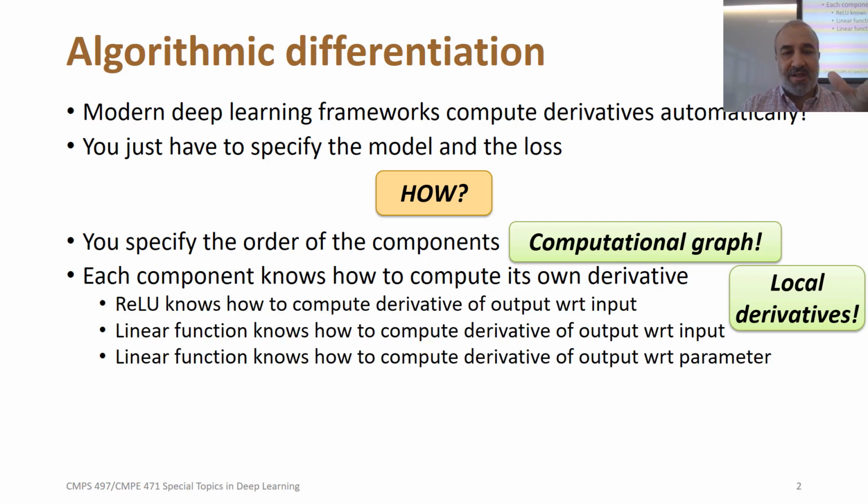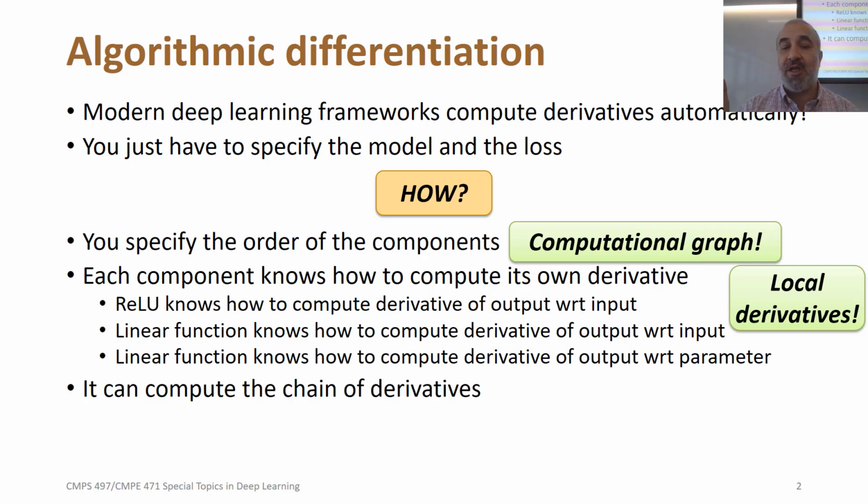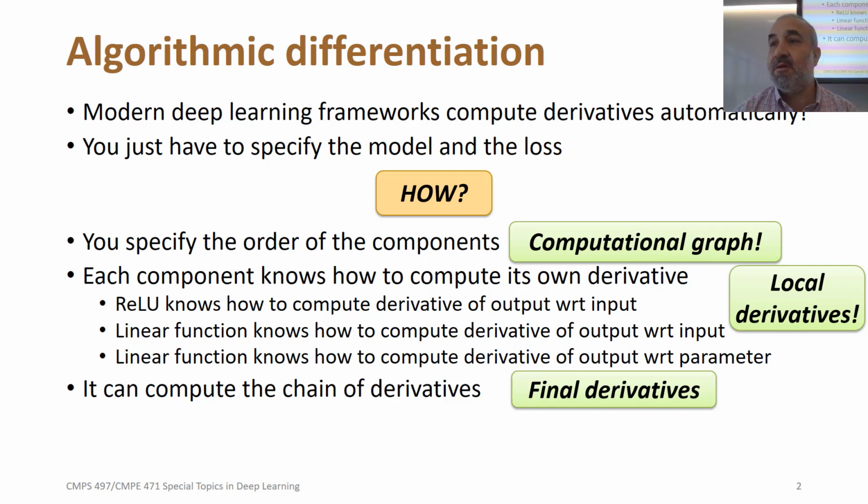Okay, so these are examples. The linear function knows the derivative of the output with respect to input and the derivative of the output with respect to the parameter. Then what remains is that we can compute the chain of the derivatives, right? Because we know the computational graph, we know what's next and what's before, we can do the chain of the derivatives. Okay, that's how we will get the final derivatives.